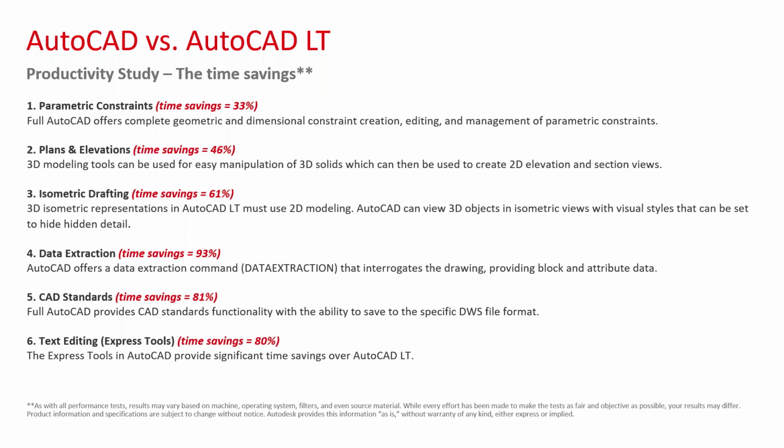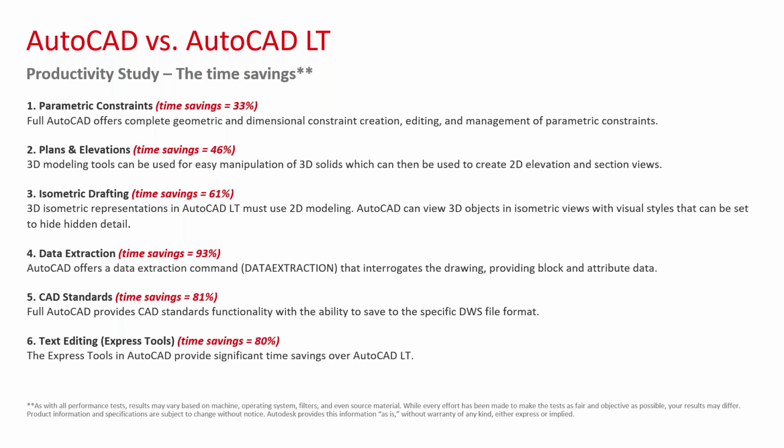Isometric drafting is another fantastic tool available to you in both AutoCAD and LT. But again, if you create 3D objects, the isometric representations are a couple of clicks. Whereas in AutoCAD LT, you've got to use 2D modeling and IsoDraft. So AutoCAD can view these 3D objects in the isometric views almost immediately using the view cube. And I'll go into that in more detail later. But again, look at the time saving. It's 61%. It's a big time saving.